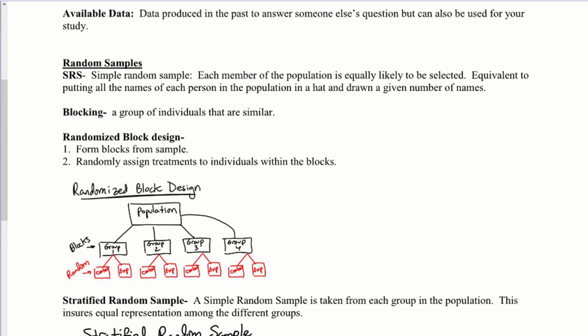So sometimes what we do is we have a randomized block design, form blocks from a sample, randomly assign treatments to individuals within the block. That's assuming that you're conducting an experiment.